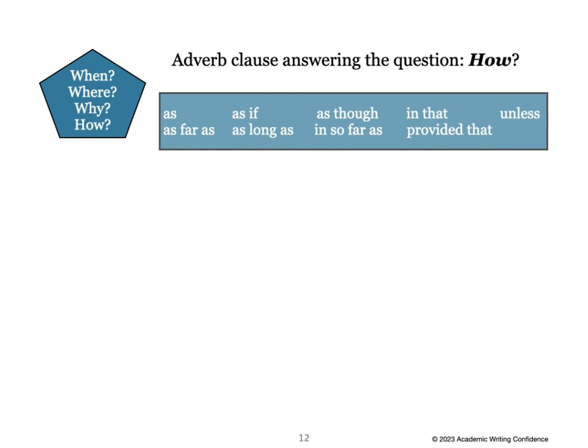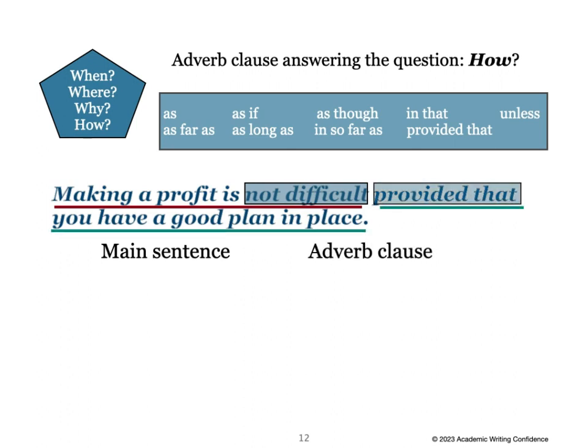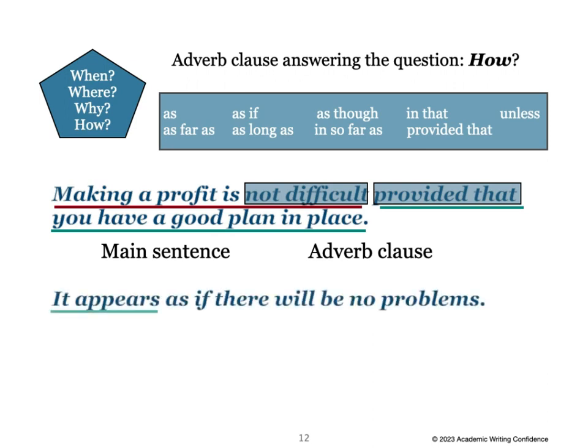Now let's look at some adverb clauses answering the word how. Making a profit is not difficult, provided that you have a good plan in place. Making a profit is not difficult is the main sentence. Making a profit is not difficult. How? Provided that you have a good plan in place. It appears as if there will be no problems. It appears is the main sentence. How does it appear? As if there will be no problems.